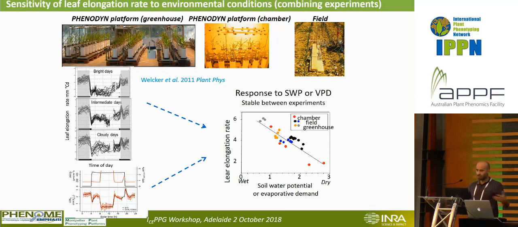And then we can combine all this information at different scales to extract common genotypic responses to environmental conditions. In this case, it is the response of leaf elongation rate to soil water potential or evaporative demand. The response is highly heritable and can be used later in different models.